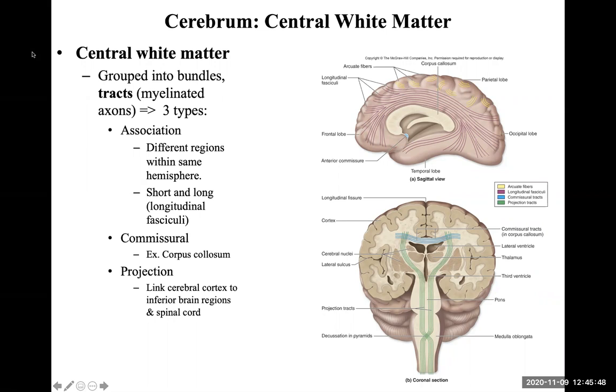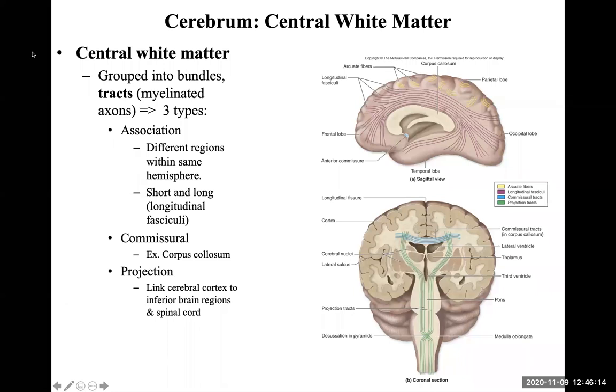So we have three main types of tracts that I want you to be familiar with. The first of these are what we call association tracts. What characterizes an association tract is that it is a tract within the same hemisphere. So it connects different parts of the brain within the same hemisphere.